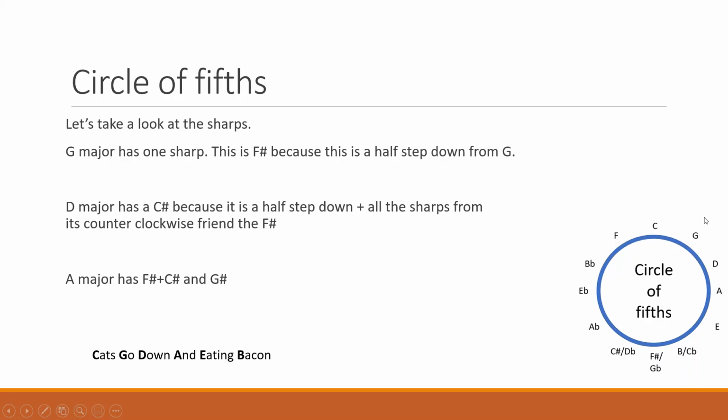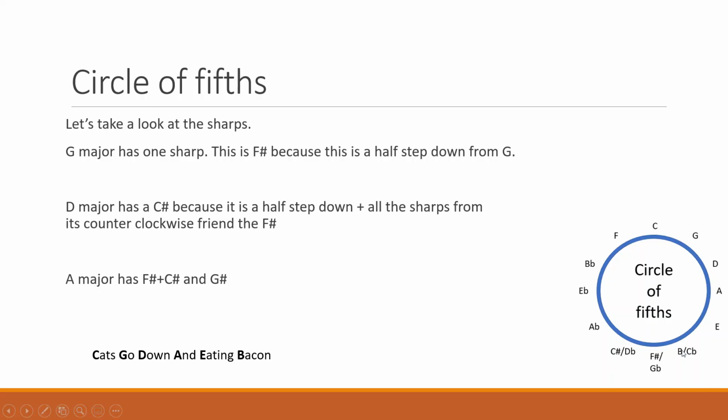G major has 1 sharp, which is F sharp. Why? Because before G comes F. D major has all previous sharps, which is F sharp, plus its own sharp. Which one is the own sharp of D major? Well, C sharp. Why? Because before D comes C.